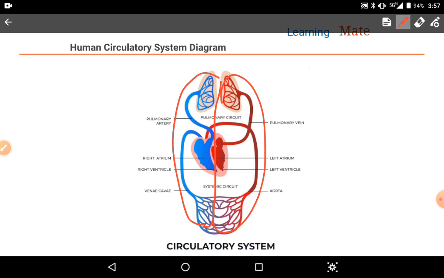So the pulmonary artery is this over here. We have the right atrium, we have the right ventricle. This over here is the heart at the center of it. Then the left atrium and the left ventricle. These are the four chambers of the heart. We will come across this in our later discussions. Alright, so let's move on to our next slide.